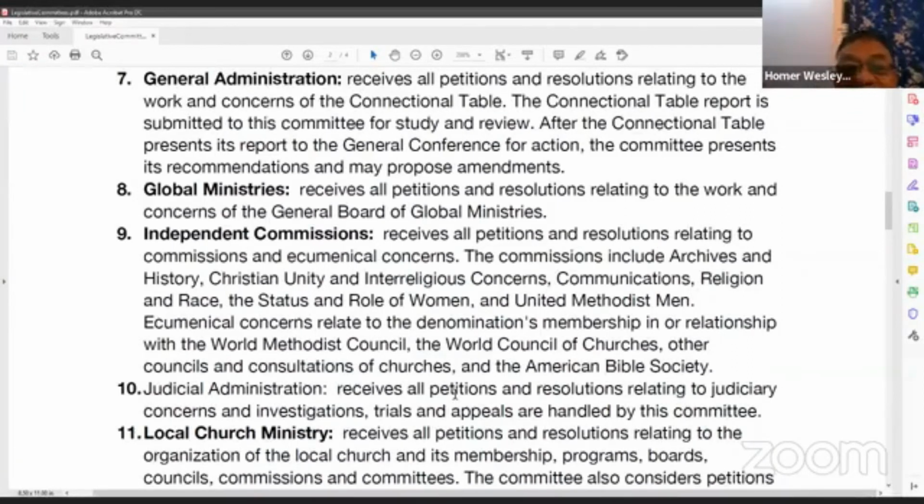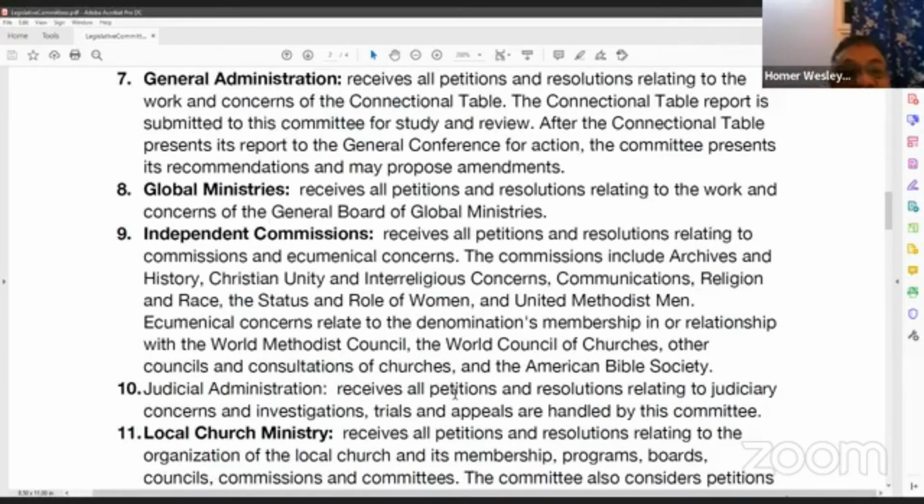This is the most common one for me: global ministries receives all resolutions relating to the work and concerns of the General Board of Global Ministries. Independent commissions receive all petitions and resolutions relating to commissions and ecumenical concerns. This includes archives and history, Christian unity and interreligious concerns, communications, religion and race, the status and role of women, and the United Methodist Men. Ecumenical concerns relate to the denomination's membership in or relationship with the World Methodist Council, the World Council of Churches, other councils on consultations of churches, and the American Bible Society.